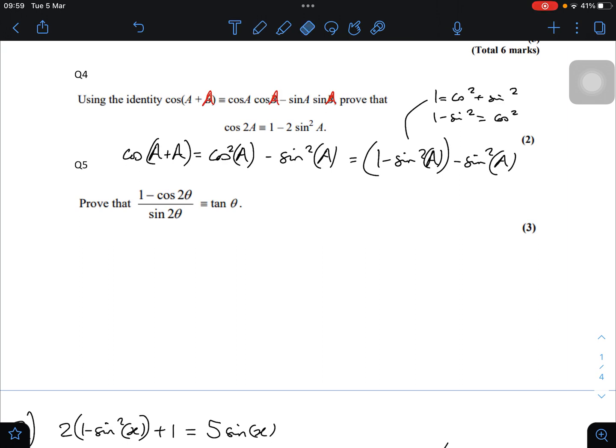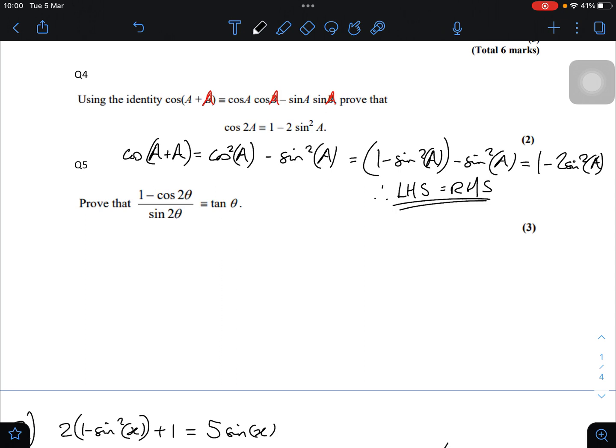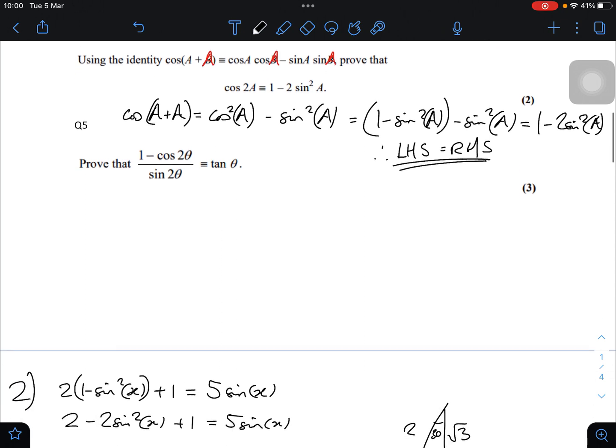And so applying that, we get 1 minus 2 sine squared of a, and as it's a proof question, you work from left to right, therefore left-hand side equals right-hand side. It's just a nice step you can put at the end to show that you've completed the problem.